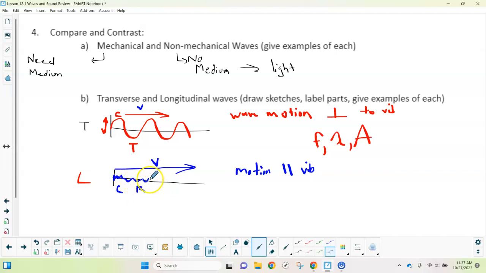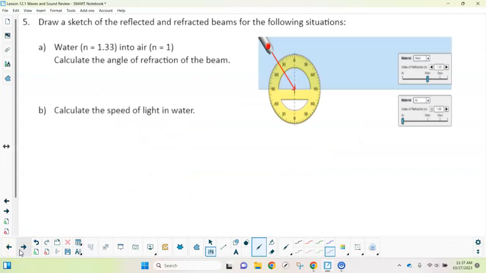If we keep oscillating or causing that compression and rarefaction to alternate, so we keep adding in more compressions and rarefactions, that's what happens. Sound is an example of a longitudinal wave. Transverse waves, waves on a string. You could do both of these with the slinky, which if you're in class, I do that. So those are the definitional questions there.